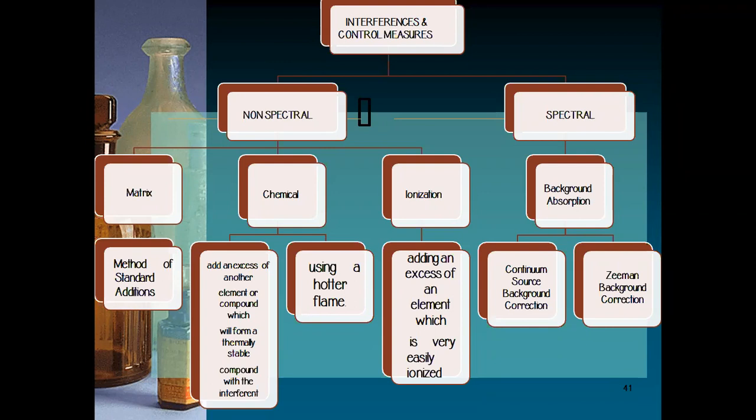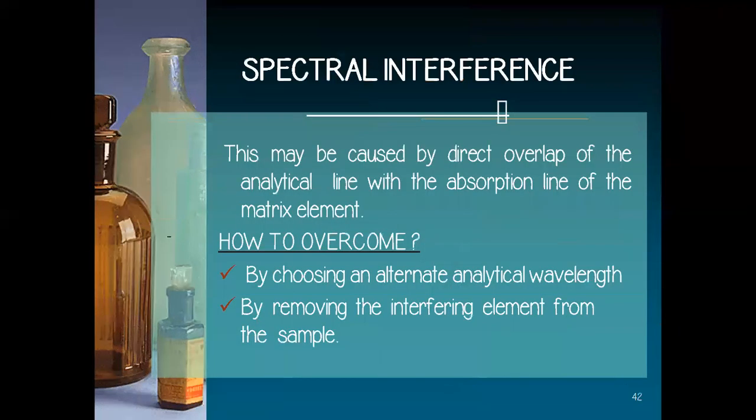So the matrix interference can be overcome with the help of the method of standard additions. Chemical interferences can be overcome by adding an excess of another element or compound which will form a thermally stable compound with the interferent, and otherwise using a hotter flame if you want to overcome the non-spectral interferences. And similarly, ionization interferences can be removed by adding an excess of an element which is very easily ionized.